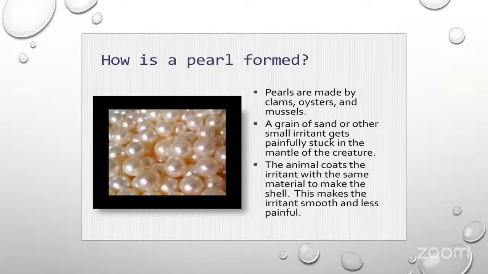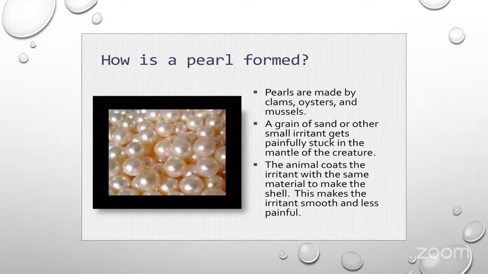So these pearls are made by clams, oysters, and mussels. When a grain of sand or other small irritant gets painfully stuck in the mantle of the creature, that means if there is a sand grain or any microorganism that enters the body of this mussel, it gets irritated. So to avoid that irritation, what it does is like how when something falls in our eyes, they start watering. That is the protecting mechanism of our eyes to send that sand grain outside.